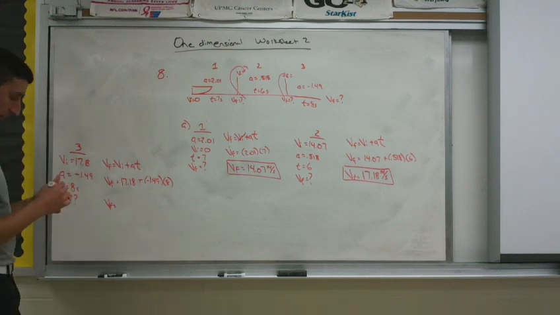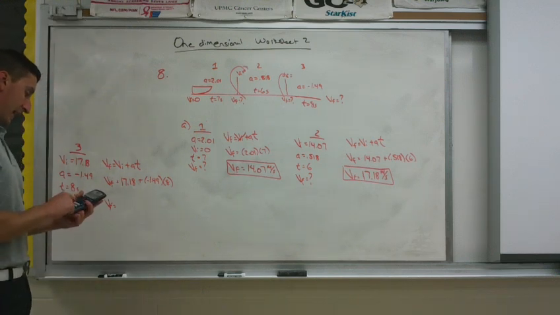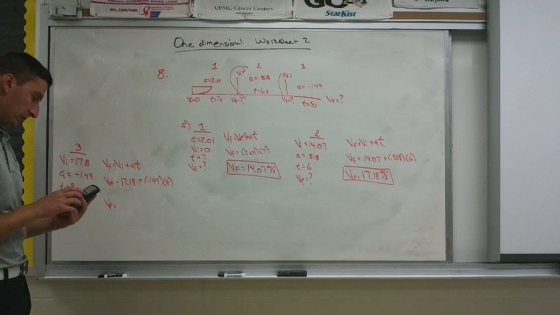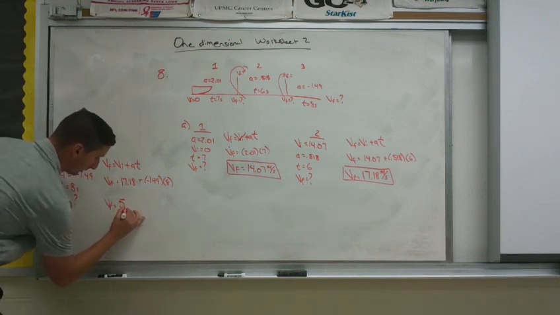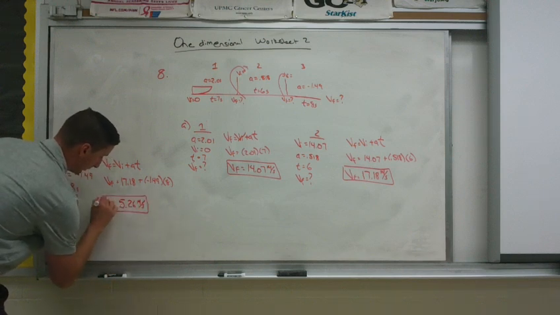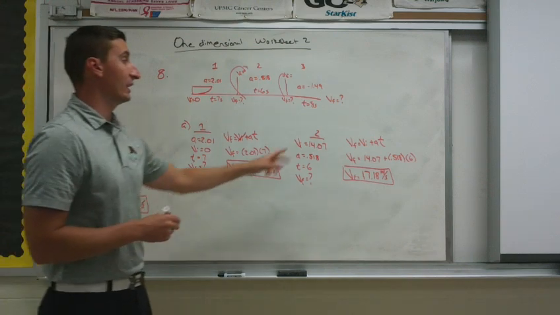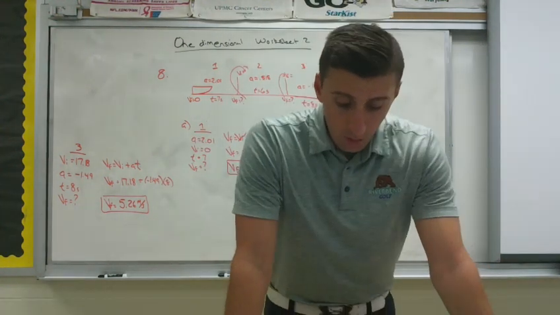To do that, I will do 8 times negative 1.49, which gives me negative 11.92, plus 17.18. I get 5.26 meters per second. There you go. All right, so that's our final velocity at this point. Okay, so that's actually our final answer for A.